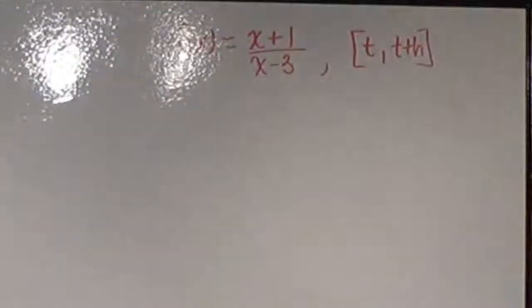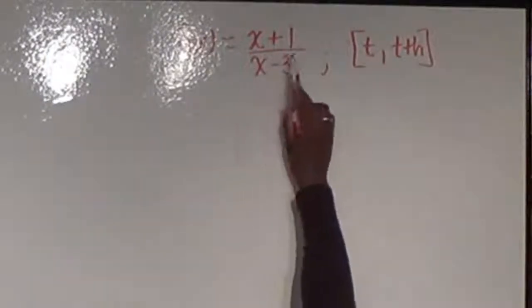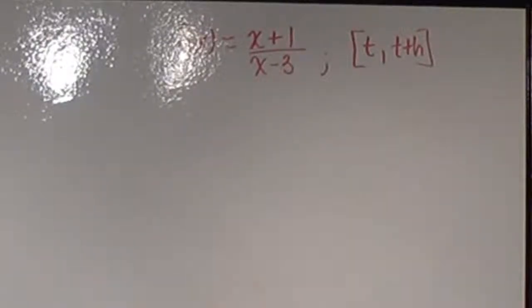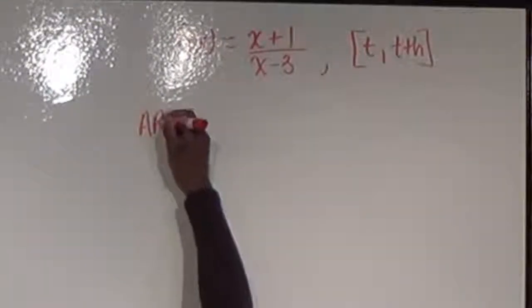Okay. In this next example, like I said, the difference here is I'm no longer looking at numerical intervals. I'm looking at arbitrary intervals where my interval values are represented by variables. Now this one also, the function is a little different. So here I'm looking at f of x equaling x plus 1 divided by x minus 3 on the interval from t to t plus h. So I'm just looking at an interval that's h units long. The process is exactly the same.